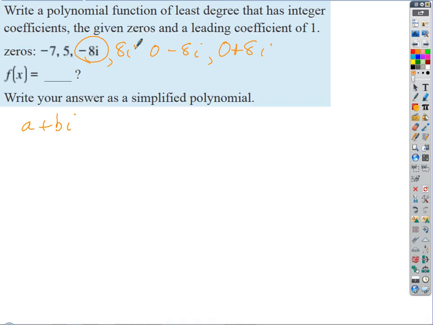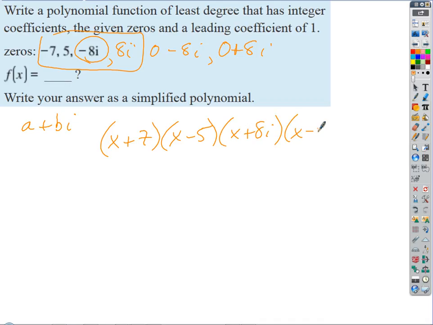So all I would do then is add that other zero, and I'm just going to make factors out of all those, right? So what's this going to work out to be? This is going to be the product of x minus negative 7, x plus 7, x minus 5, x minus negative 8i, so x plus 8i, x minus 8i, right?